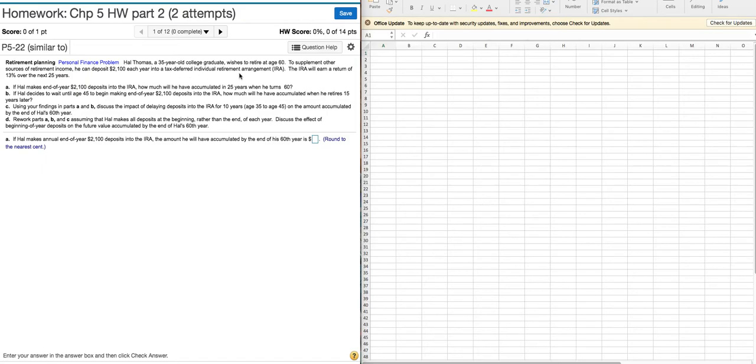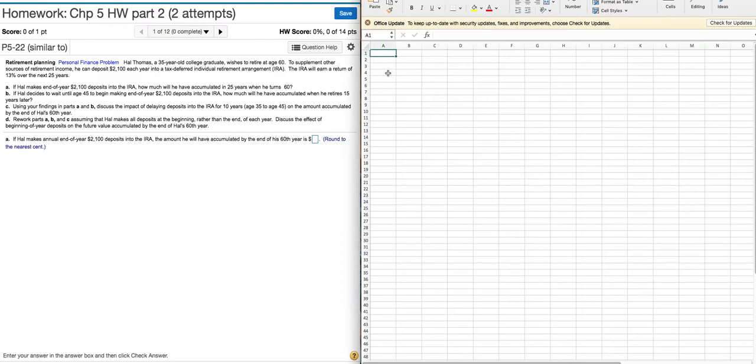So reading further, we see that the IRA will earn a return of 13% over the 25 years. And so we get started with part A. It's asking if Hal makes end of year $2,100 deposits into the IRA, how much will he have accumulated in 25 years? So notice here that it says end of year deposits, so that's also very important. So this means that it is an ordinary annuity. If the deposits are made at the beginning of the year, that is an annuity due, and can certainly grow your account value higher when those deposits have an extra year to grow.